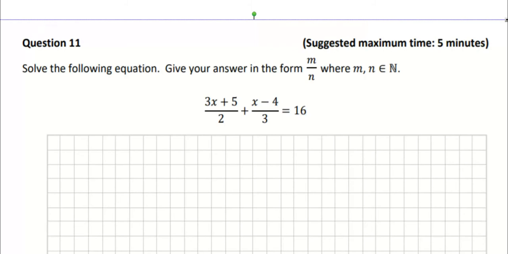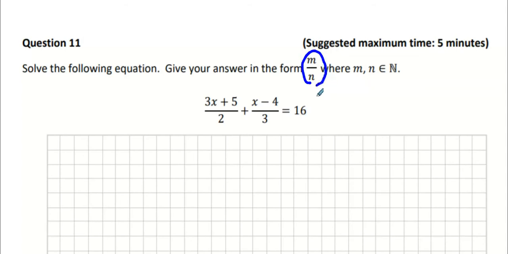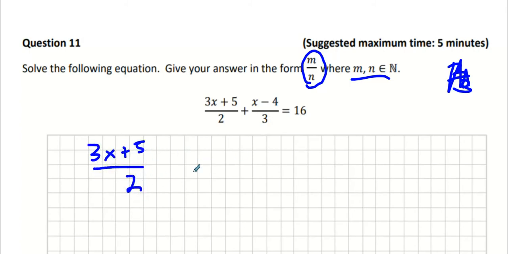Well, we're going to need m and n, which means the answer is going to be a fraction, and m and n are natural numbers, so you're going to have something like 2/3. We're going to need a common denominator. The common denominator I think we're going to get is 6, so what I'm going to get is (3x plus 5) over 2 plus (x minus 4) over 3 equals 16.